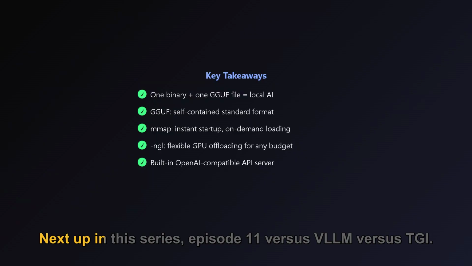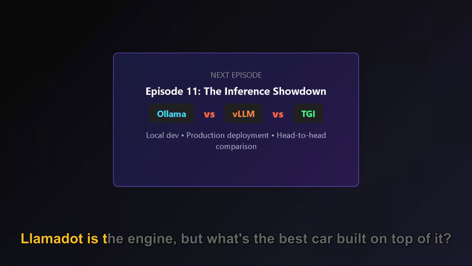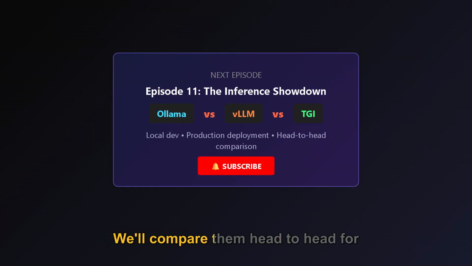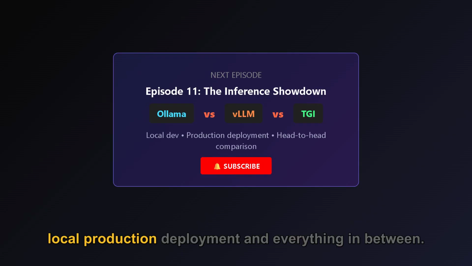Next up in this series, Episode 11, Ollama versus vLLM versus TGI. Llama.cpp is the engine, but what's the best car built on top of it? We'll compare them head-to-head for local, production deployment, and everything in between.